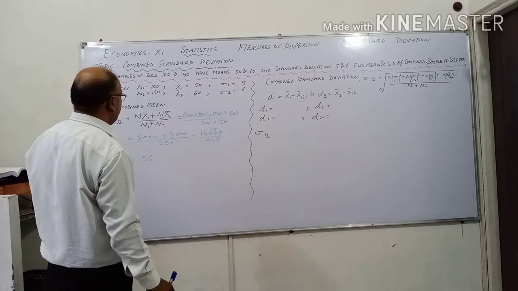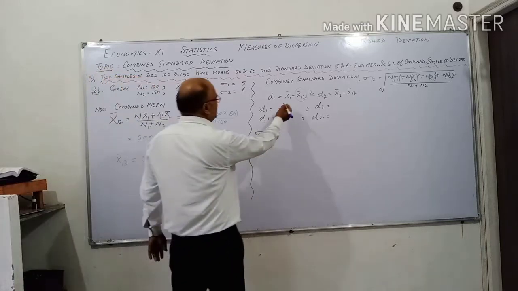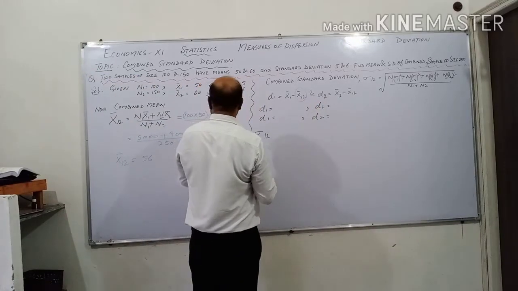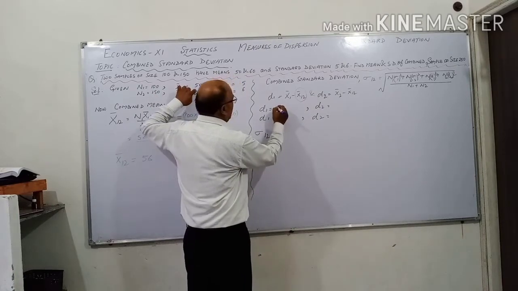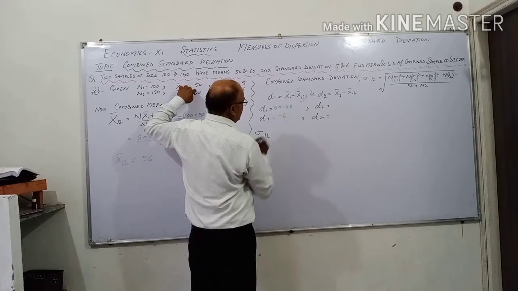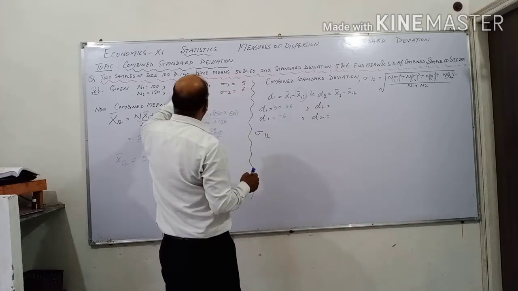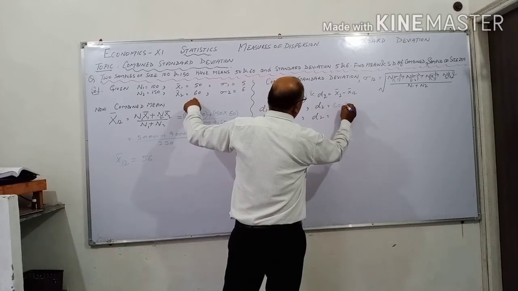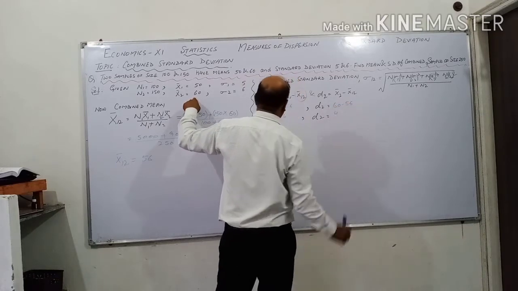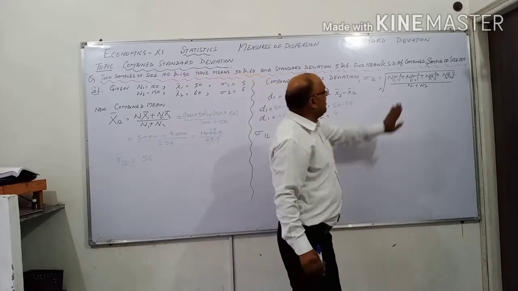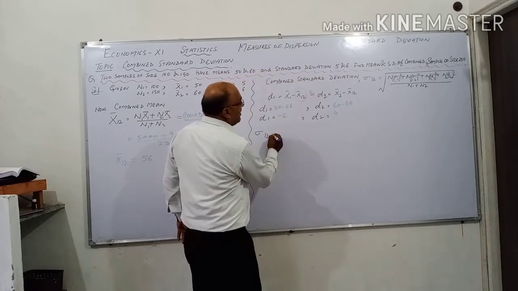So now students, first of all we have to find deviation 1 and deviation 2. Deviation 1: mean 1 is 50 and the combined mean is 56, so it is minus 6. Then deviation 2: mean 2 is 60, the combined mean is 56, so it is 4. Now we have to put these values over here carefully.